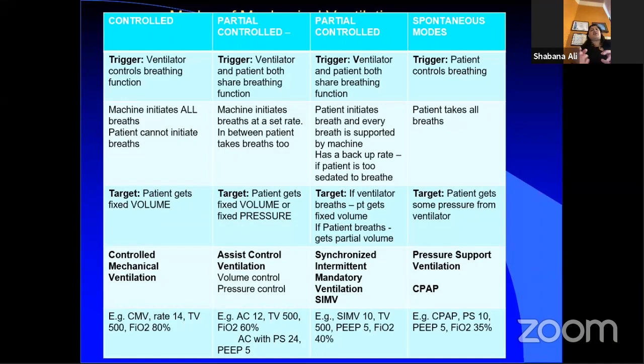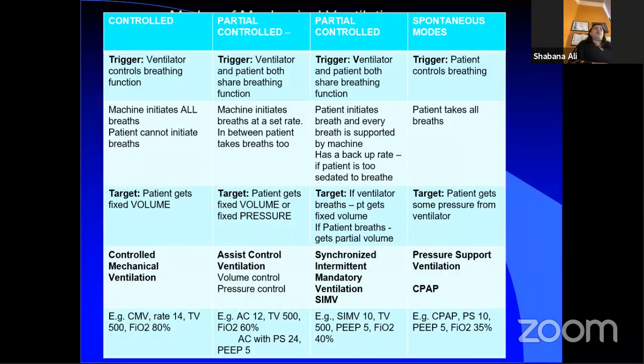The second mode is partial mode. As the name indicates, partial means half. Now you are sharing. Now we are making the ventilator a friend of the patient. So the ventilator is thinking, okay, you can take some breaths as well with me while I'm controlling your ventilation as well. So partial control means the patient is also participating in the breathing. So what is a trigger? The ventilator and patient both share the breathing function.